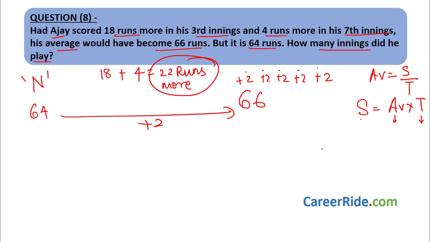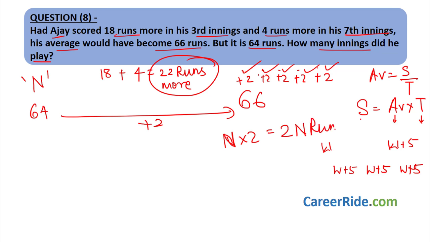We saw that if average weight of 3 boxes is W, and on changing one box, we get average weight as 5 more, that means for each individual box, the weight increases by 5. Same way over here, for each individual inning, the score increases by 2, plus 2, plus 2, plus 2. So, how much is the total increase? We know number of innings as n. For each inning, the increase is 2. So, n into 2 is nothing but 2n runs, right? So, 2n runs is the increase in the total number of runs scored.